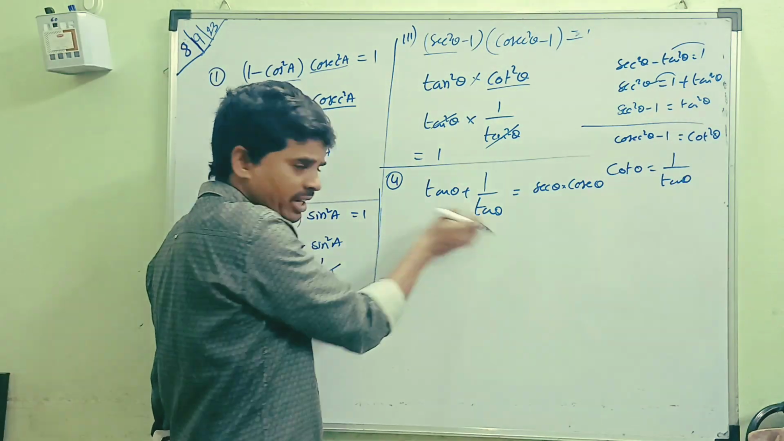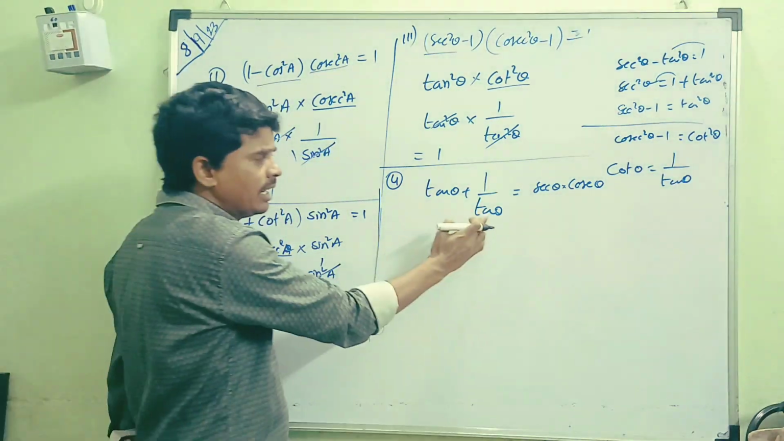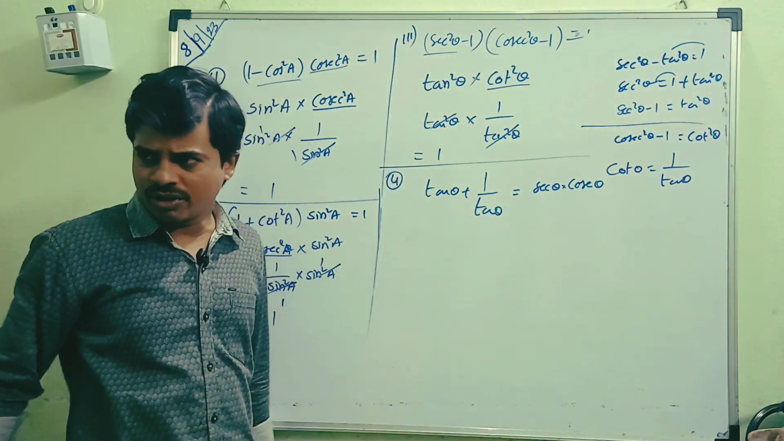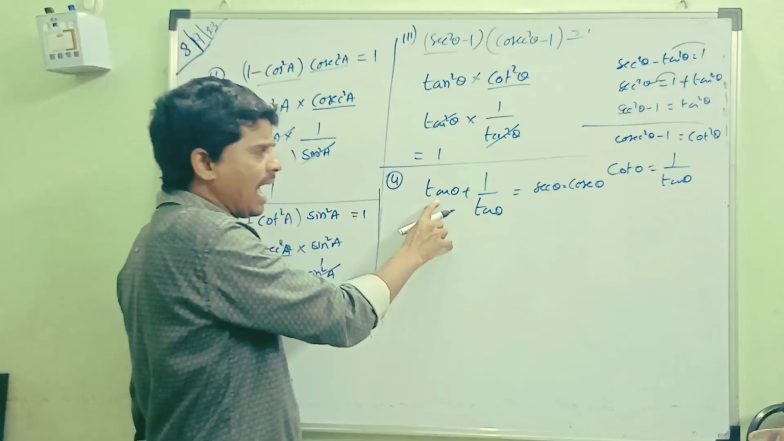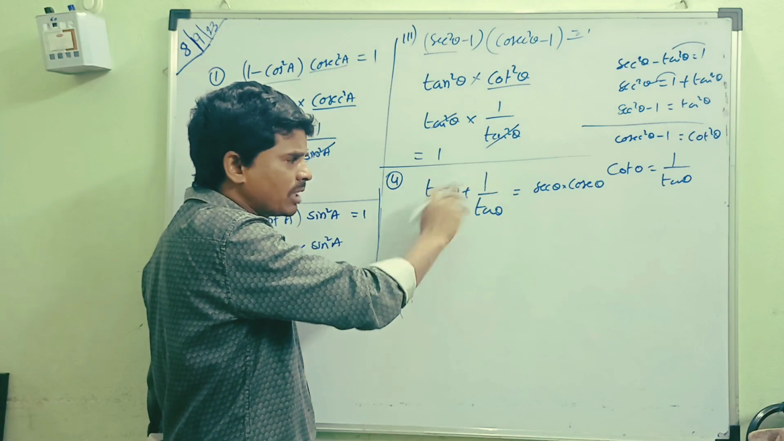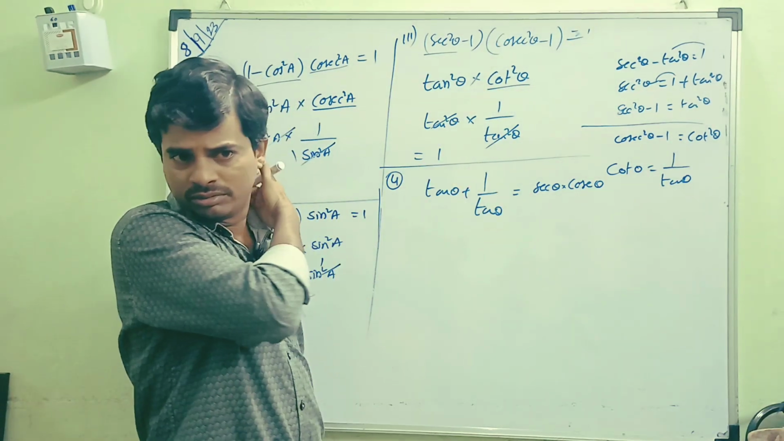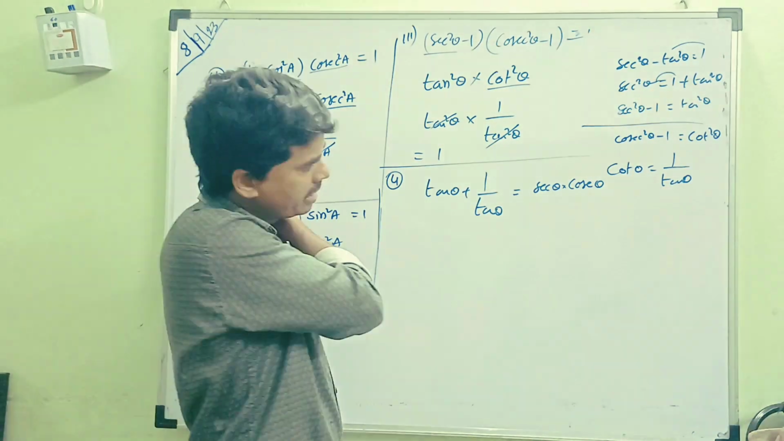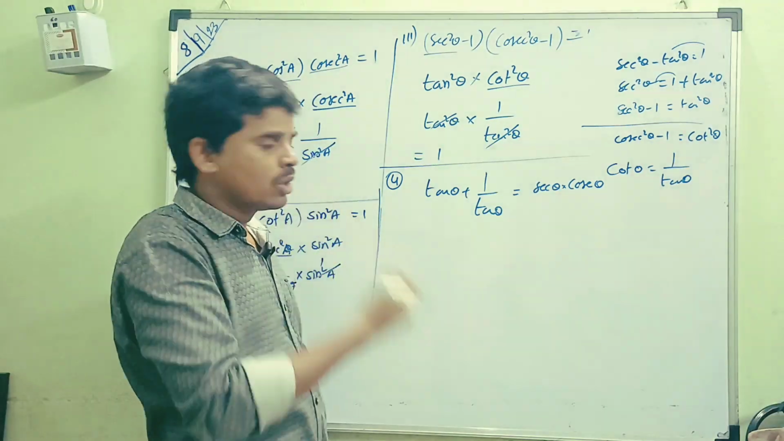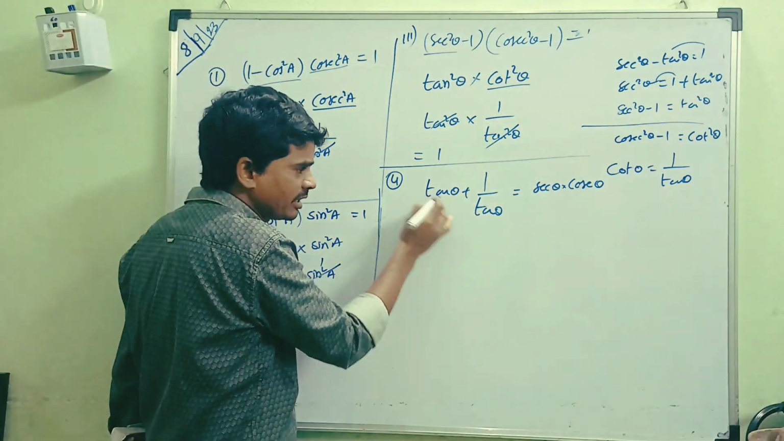First, if we simplify with the LCM, tan into tan we will get tan square theta. The numerator becomes tan square theta plus 1. Tan square theta plus 1 by tan theta we will get. So first let us do that. Tan theta into tan theta.